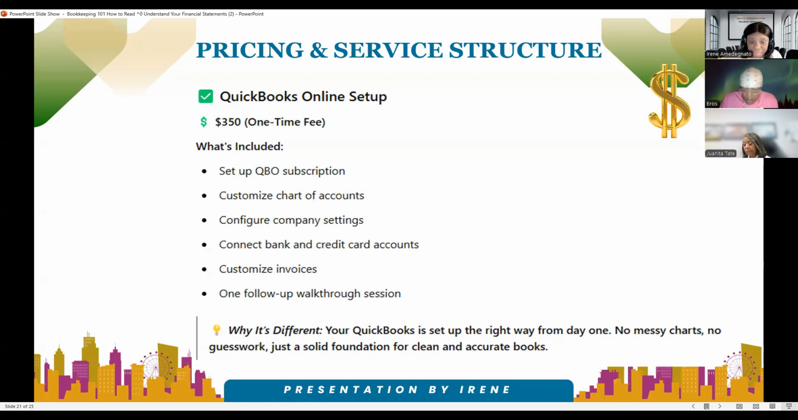So I'm talking about the bank and credit card accounts. And then I can also customize the invoicing that you are going to use and send to your customers. And then I can keep following up with you anytime you come with your questions. It's like ongoing support.